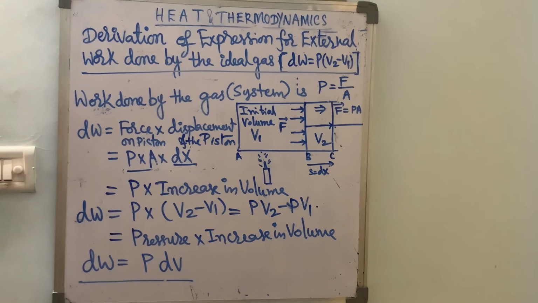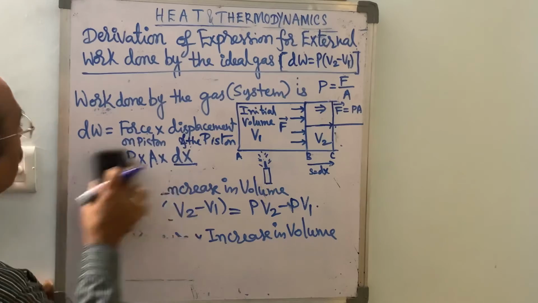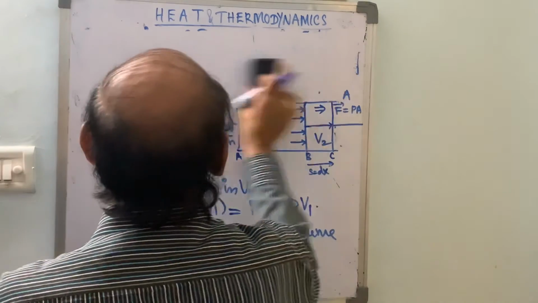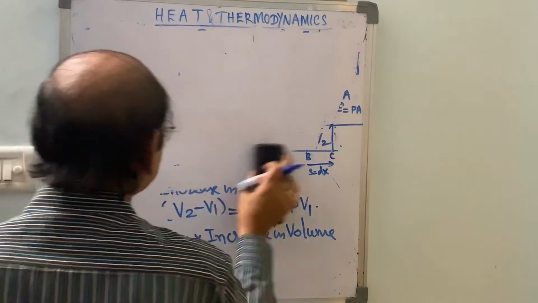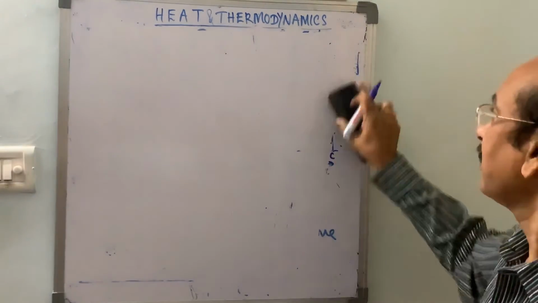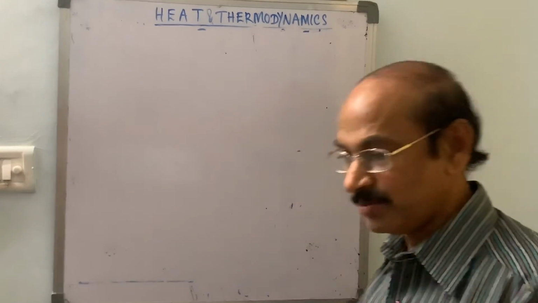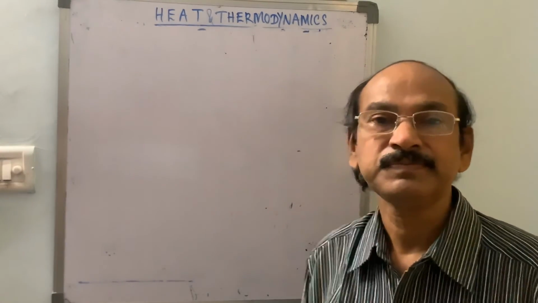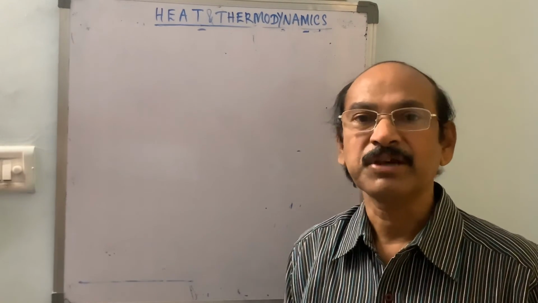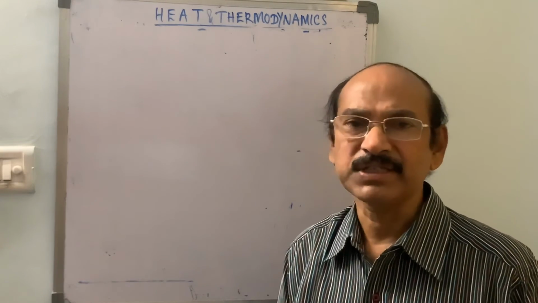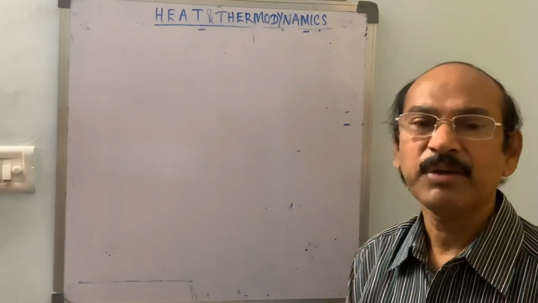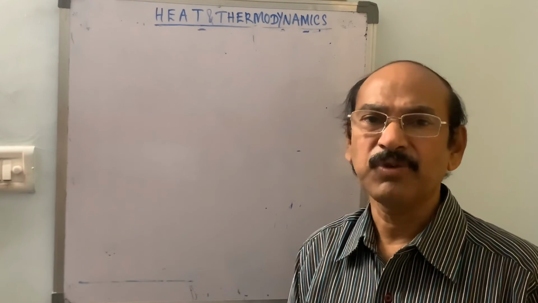Now let us know the first law of thermodynamics. There are two laws: thermodynamics first law and thermodynamics second law. So thermodynamics first law states that if heat energy is supplied to the system gas, it is utilized in two ways: to increase the internal energy, and the remaining amount of the energy is utilized to do some work.